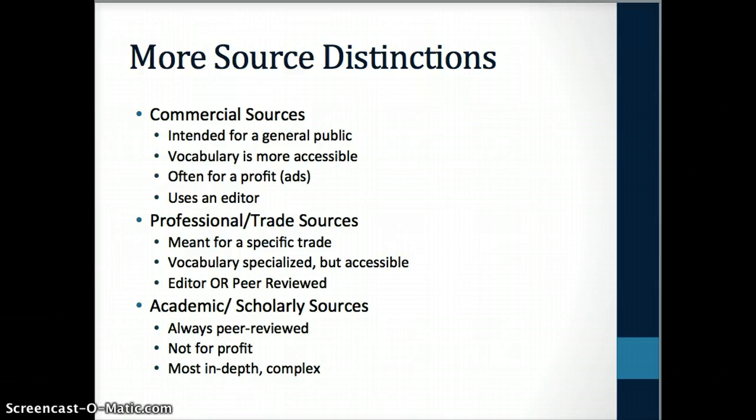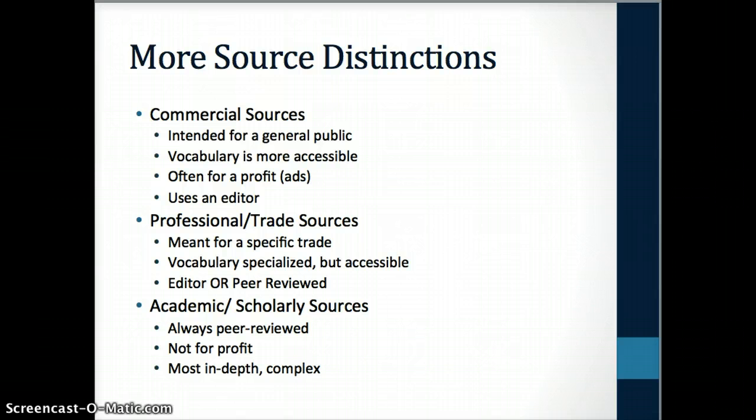These aren't really overly scholarly pieces. Now, these could be either edited or peer-reviewed. Usually they're edited. They have an editor who makes decisions about what will be published and what won't. Okay, let's go to the academic or scholarly sources.